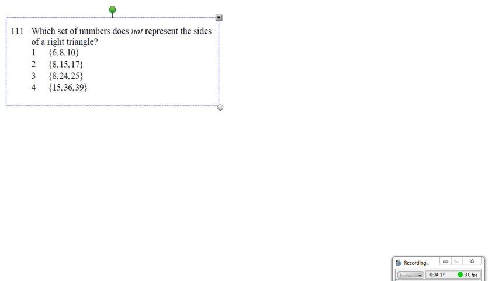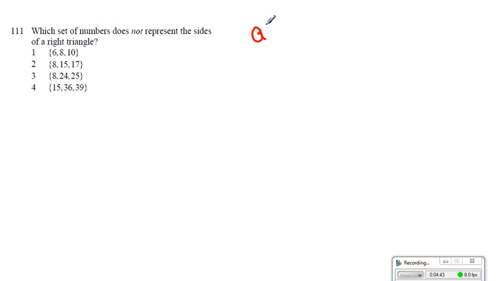Alright, let us move on to number 111. Right triangle, in fact. Then what are we going to do? We have to check if they're going to fit: a squared plus b squared is in fact equal to c squared, with this being the largest.